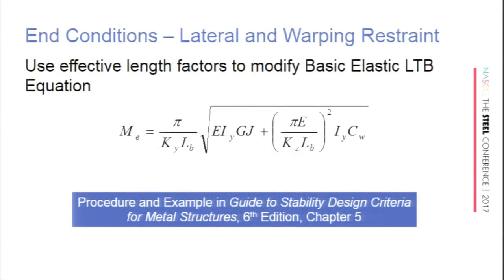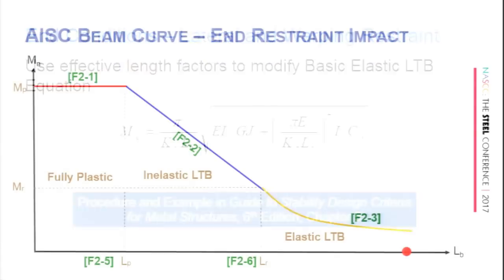So there they are. That's how you would modify your equation. You get that K sub Z here and that K sub Y there. And this procedure, and there's an example problem in the Guide to Stability Design Criteria for Metal Structures for you to follow and consider for your use.